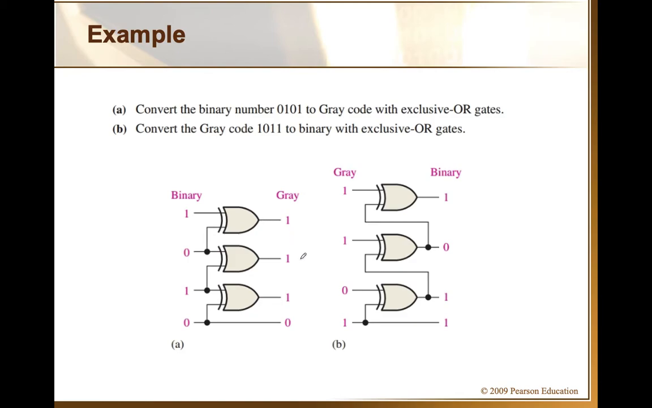Again you will apply the same thing on this circuit. No, this is not reverse, this is another number. Another number is gray code 1011. This is the gray code, and this is the circuit for the gray code conversion to binary. Just propagate the values.